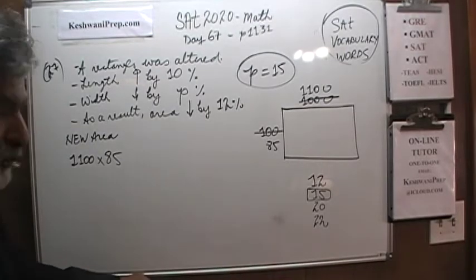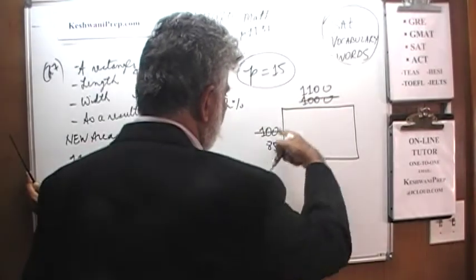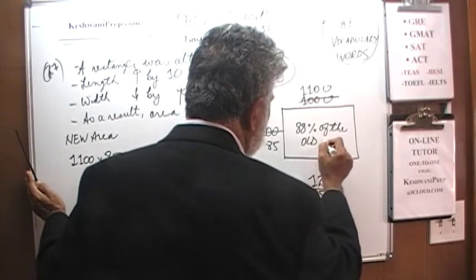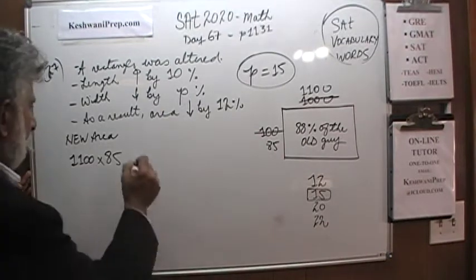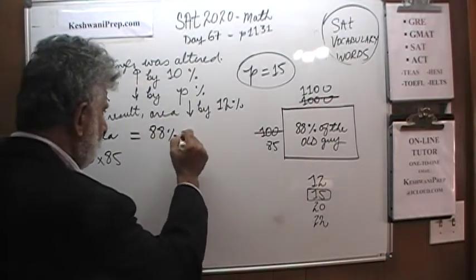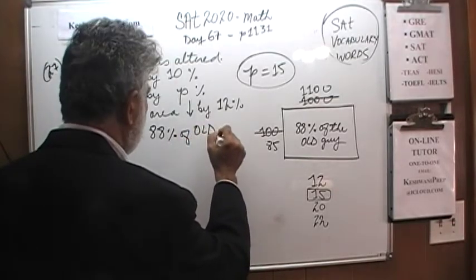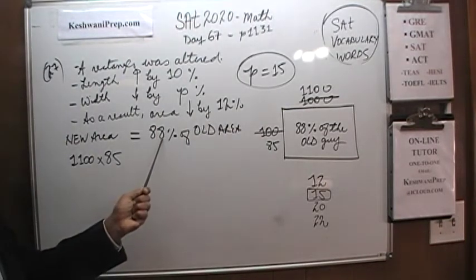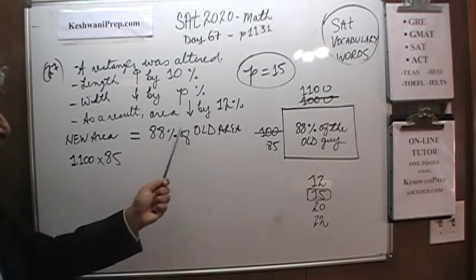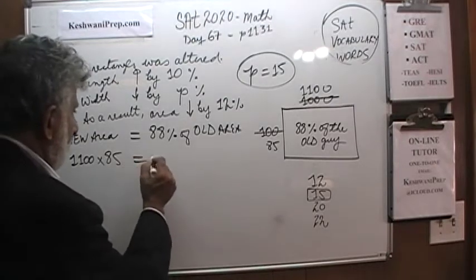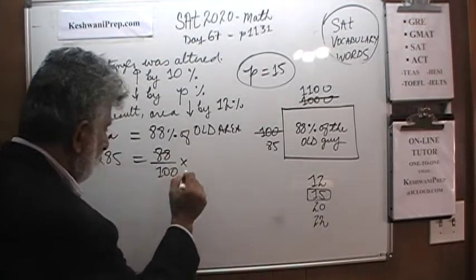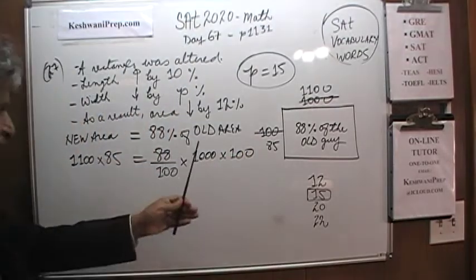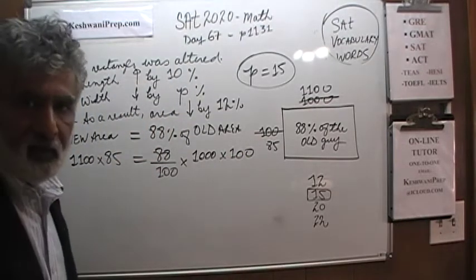If the area goes down by 12%, the area of this one right here must be 88% of the old rectangle. So this has to equal 88% of the old area, because we were told that the area went down by 12%. Whatever the old area was, if you subtract 12% from it, you're left with 88%. 88% of the old area means times the old area, which was simply 1000 times 100. Now, if this agrees, if it works, we're done. That's the answer. If it doesn't agree, we'll see what happens.